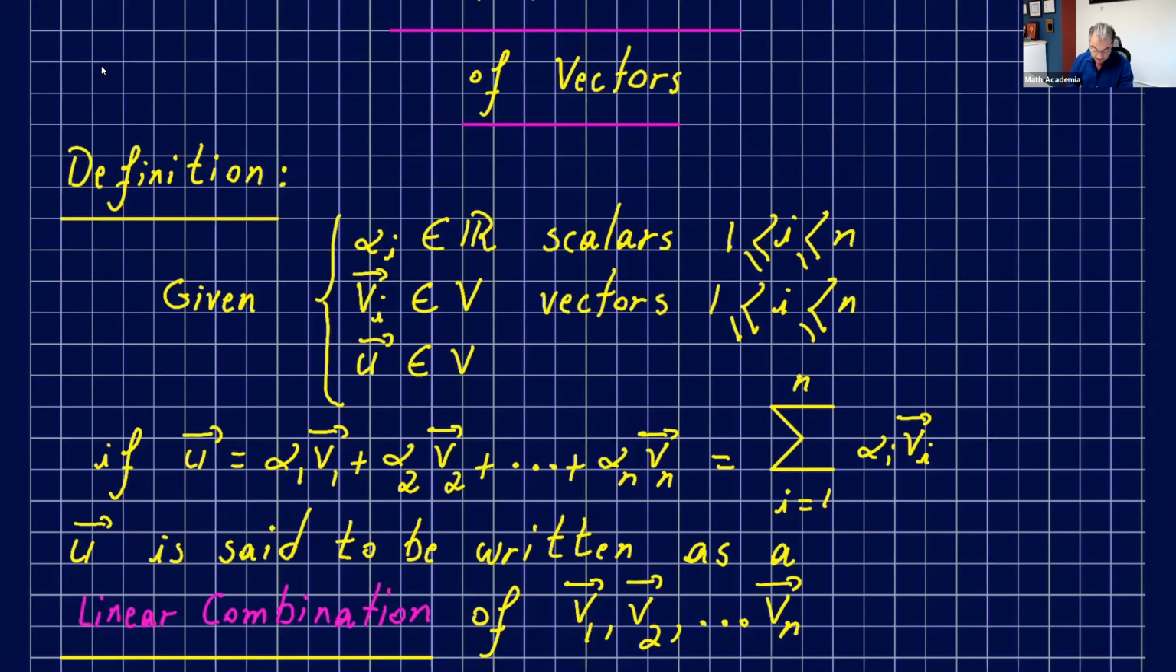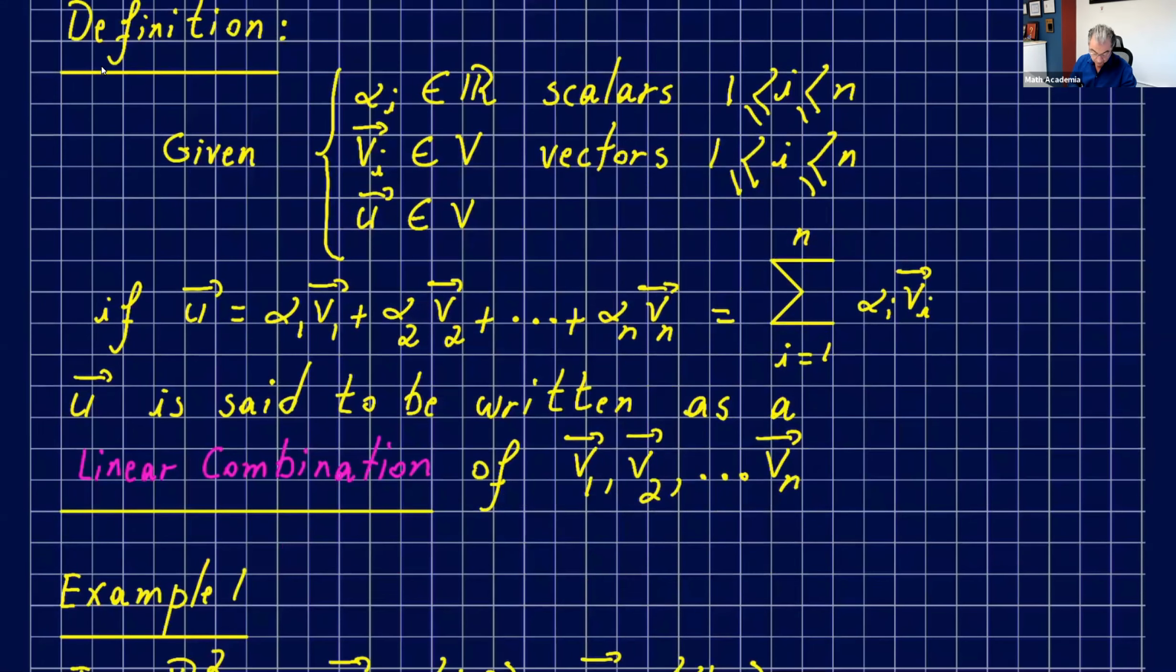So given that we have alpha sub i, these are real numbers, and we have v sub i, these are in V, which is a vector space, and then we have u, a vector, which is also in V. And again, instead of alpha sub i, you can put c sub i. It doesn't make any difference, just different notations. These are just constants. They're scalars, and these are vectors, and u is a vector.